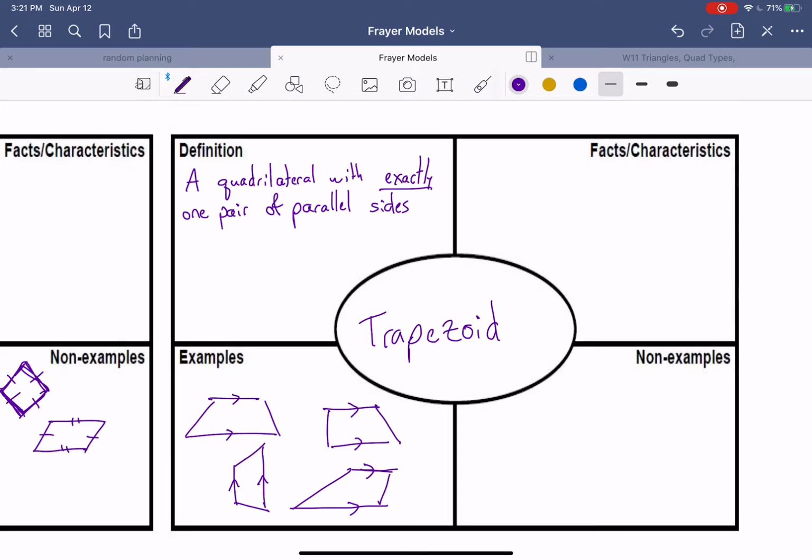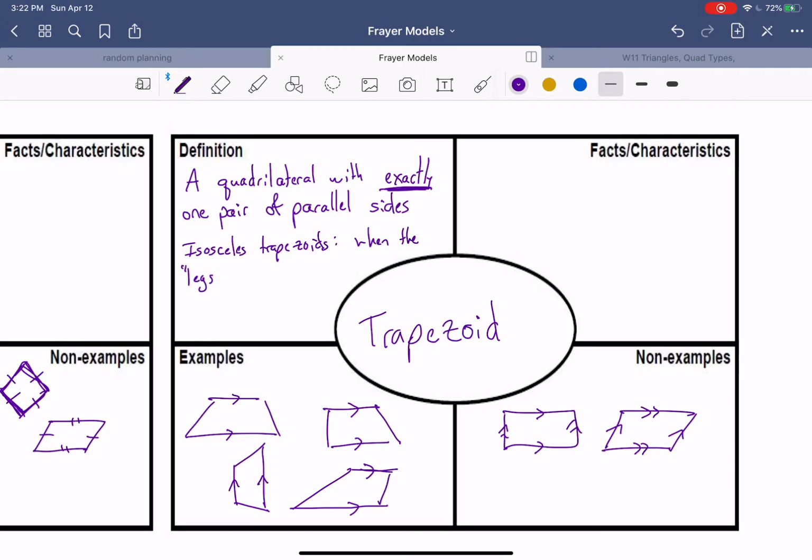This differs. In some textbooks, we're going to say it has to have exactly one pair of parallel sides. Now, a non-example would be a rectangle, because it has two pairs of parallel sides. A parallelogram, again, has two pairs of parallel sides. These are different from a trapezoid. We're going to also talk about isosceles trapezoids, and that's when the legs are congruent, but we'll come back and talk about that a little bit more in detail later.